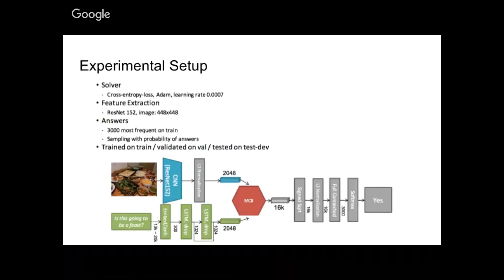And this is the overview of their architecture. As you can see, they use the ResNet for the image embedding and a two-layered LSTM for describing the question. Then when they have the two equally sized vectors, they apply the MCB, the multimodal compact bilinear pooling. Then they apply two sets of normalization and just a fully connected layer and the final classification.